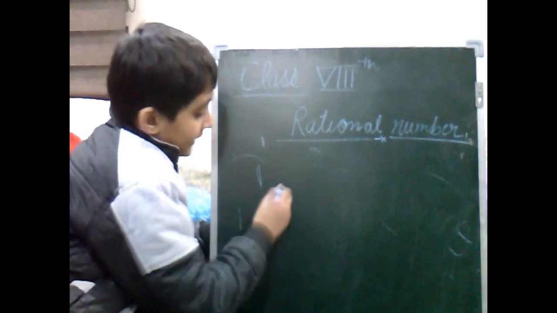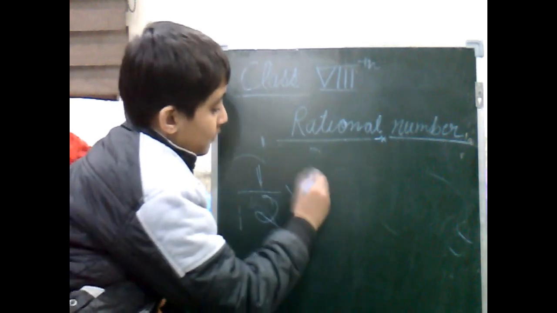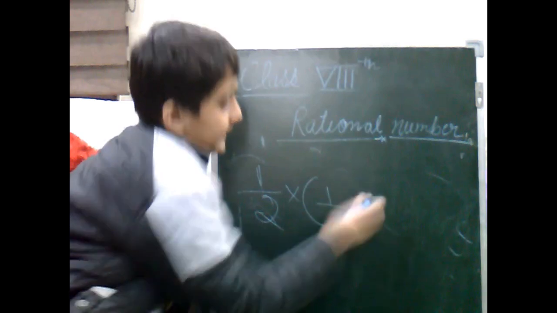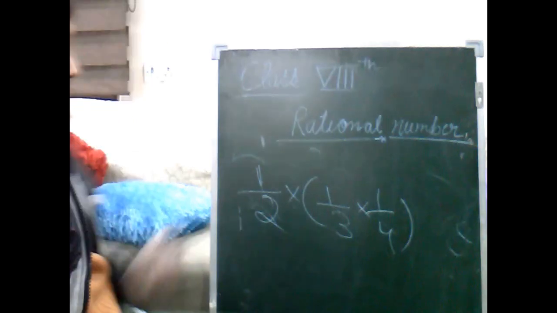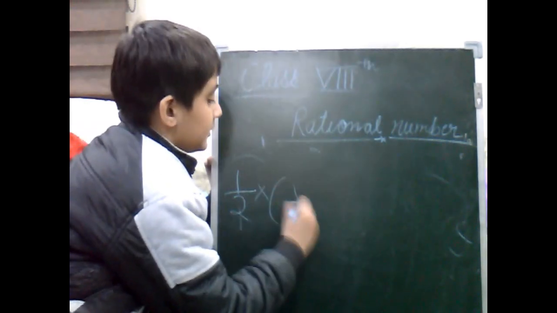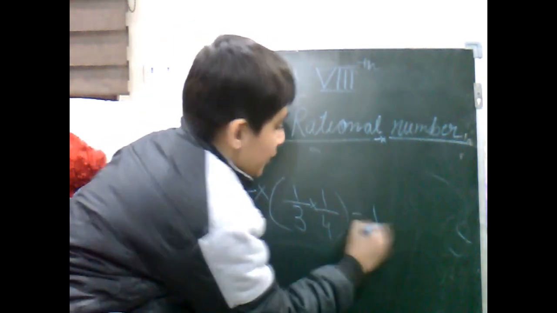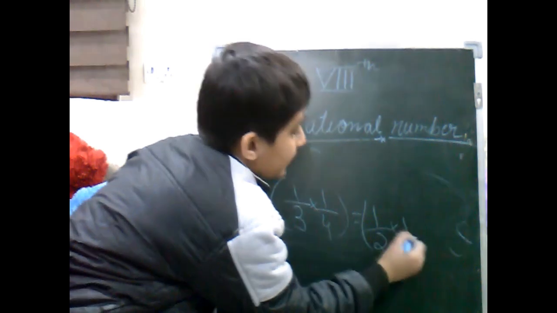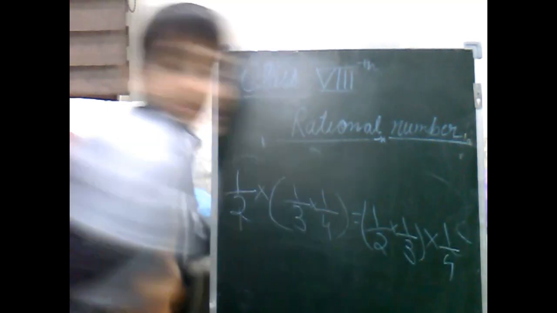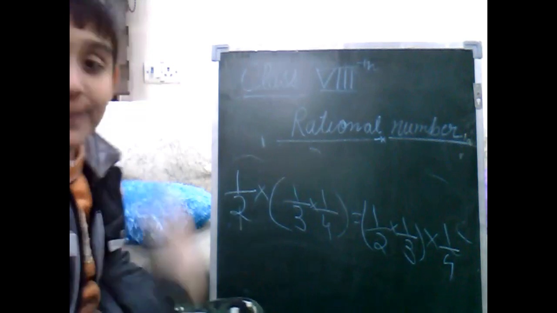Yes. 1 into 2 into bracket 1 into 3 into 1 upon 4. This should be equal to... it consumes a lot of space, so let me write in a smaller way. 1 upon 2 into 1 upon 3 into 1 upon 4 is equal to 1 upon 2, should be in bracket, into 1 upon 3 into 1 upon 4. Okay, so what is this? You can see the question. Let's prove it. Right, it's a good idea.